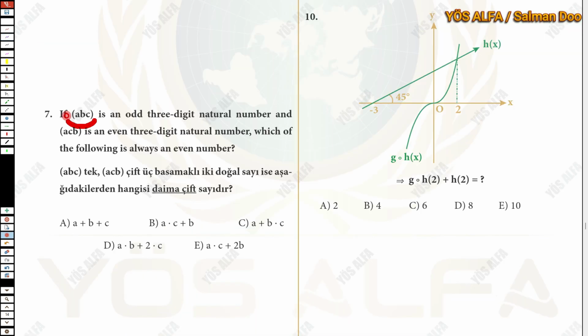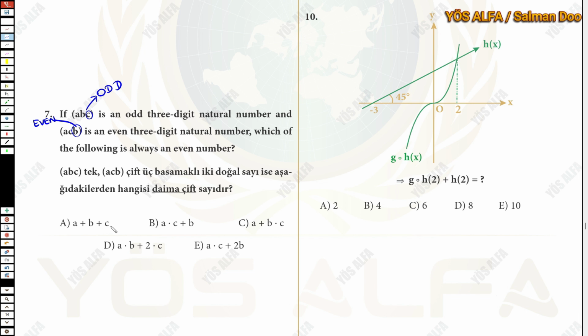The answer is B. ABC is an odd 3-digit number, and ACB is an even number. Okay, from here, what do we know? If this is odd, that means C is odd. If this is even, that means B is even. We know that for sure. Now, what is the question? The question asks which one of the following is an even number for sure.